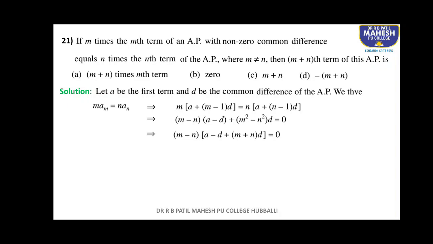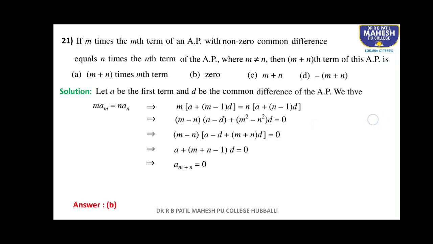Dear student, the given data says m is not equal to n, so m minus n should not be equal to 0. Therefore we should take a minus d plus (m plus n) into d equals 0. Rearranging the terms within the bracket, we have a plus (m plus n minus 1) into d equals 0. This indicates the (m plus n)th term. Therefore the (m plus n)th term of this AP is equal to 0. Therefore the right option is B.